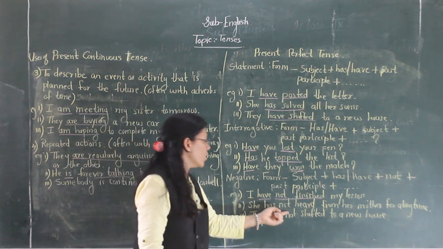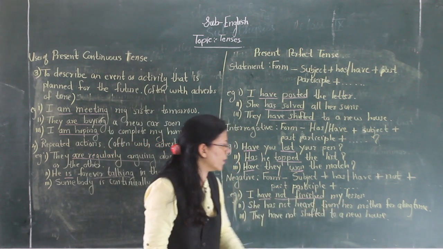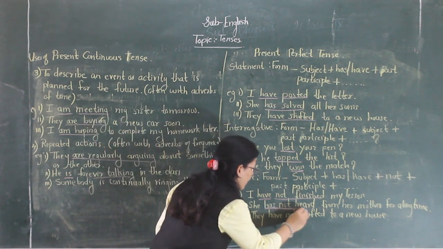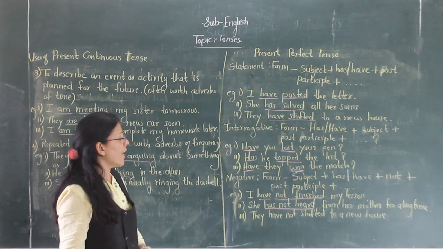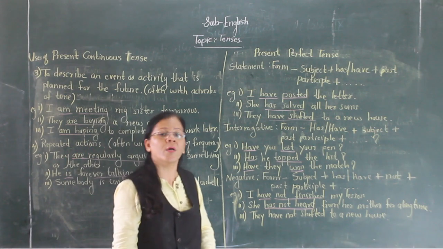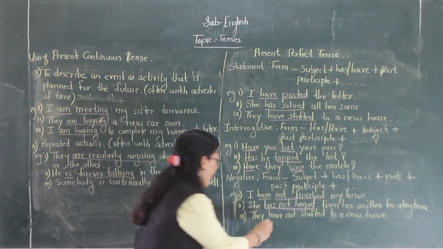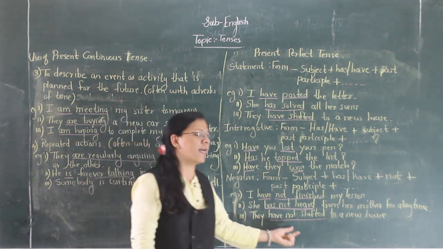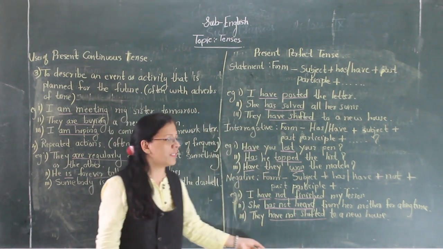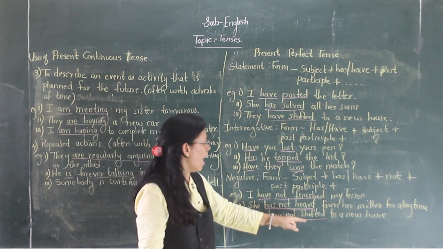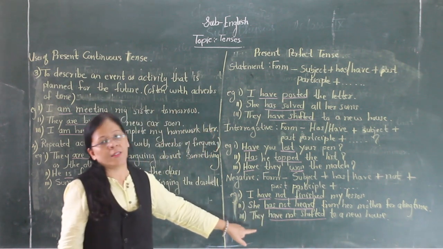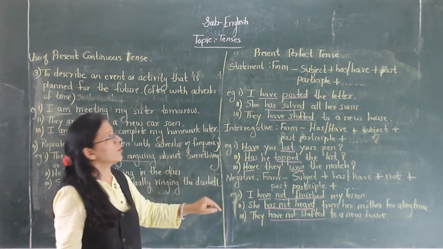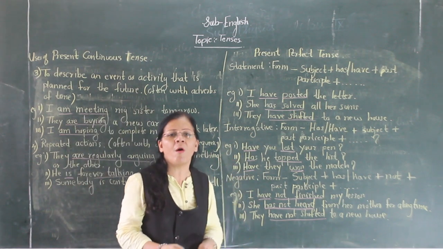She has not heard from her mother for a long time. Has not heard. They have not shifted to a new house. Have not shifted. So this is the negative form. In negative, we just have to add not after have or has. Okay? So have you understood present perfect form?